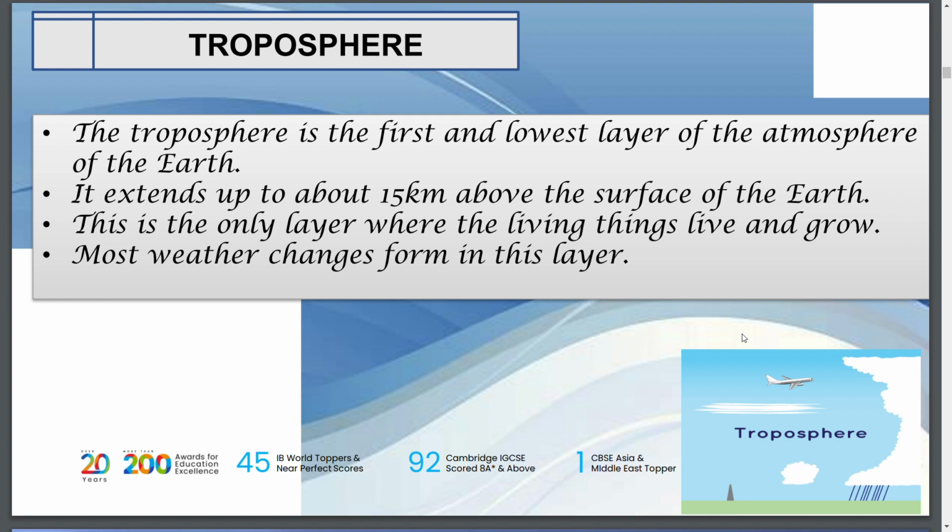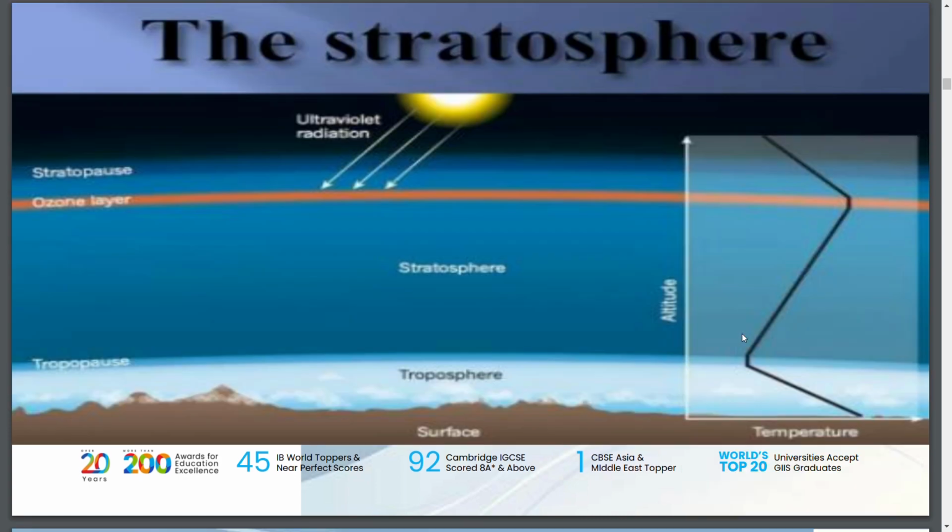The troposphere is the first and the lowest layer of the Earth's atmosphere. It extends up to around 15 kilometers above the surface of the Earth. This is the only layer where living things can live and grow. Mostly weather changes happen in this layer. That's the troposphere.